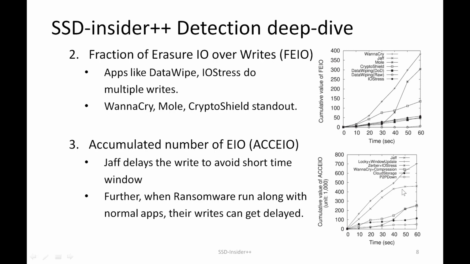With this, we can see that the Locky and Windows update run is exhibiting a high number of accumulated erase IO operations, right? Another one which is exhibiting a high number is JAF. So finally we are able to detect JAF here. And there are some applications which have similar behavior, like WannaCry with compression, which behaves like Zerber with IO stress, right? So they are very close to the normal applications, but still they are higher.